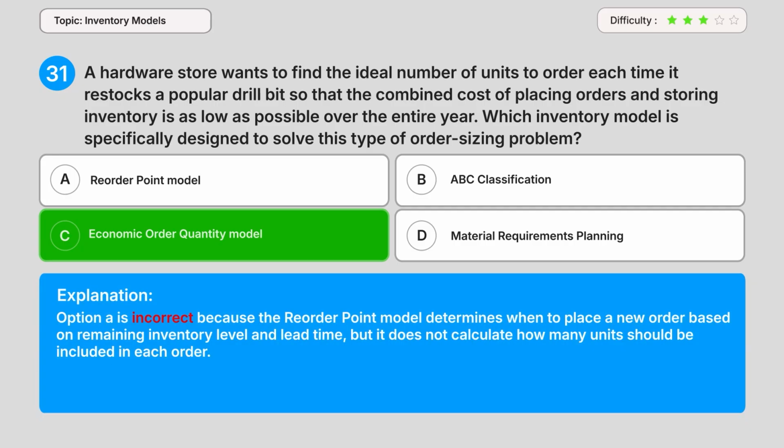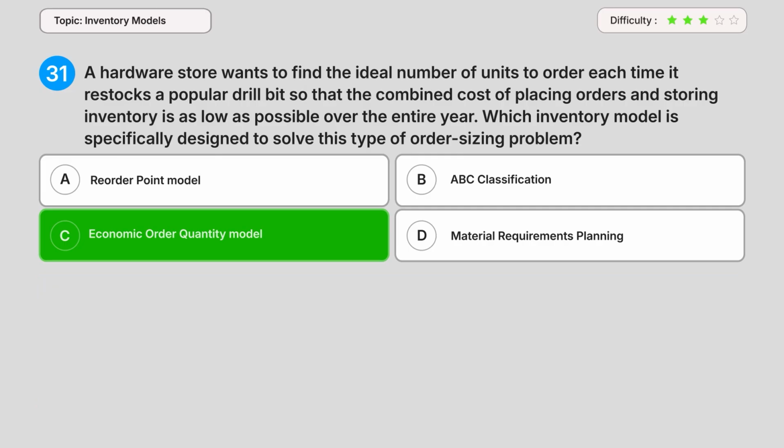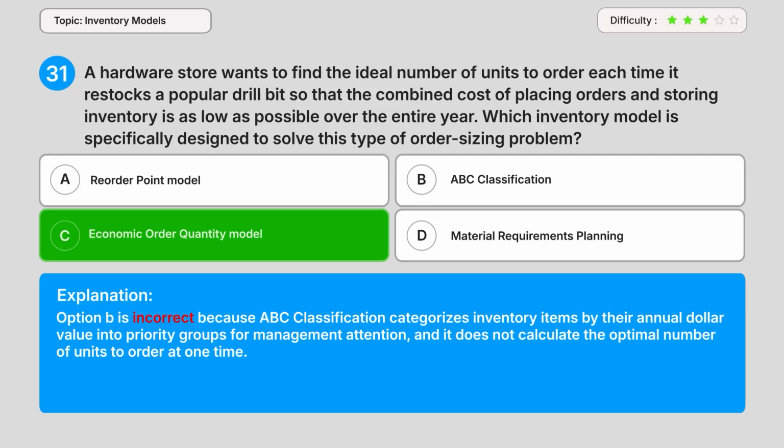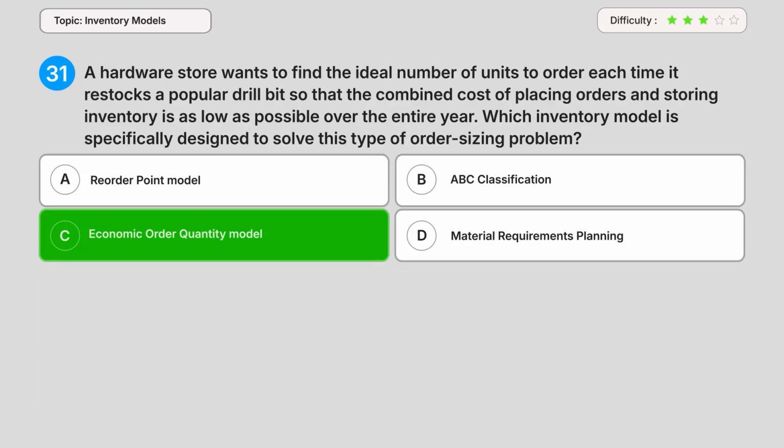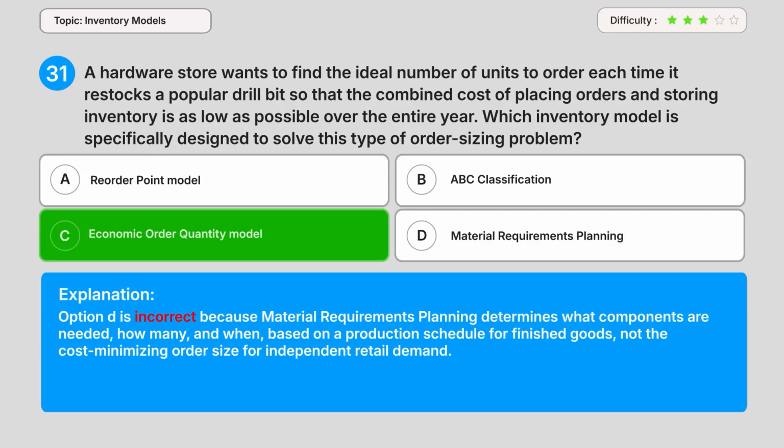Option A is incorrect because the reorder point model determines when to place a new order based on remaining inventory level and lead time, but it does not calculate how many units should be included in each order. Option B is incorrect because ABC classification categorizes inventory items by their annual dollar value into priority groups for management attention, and it does not calculate the optimal number of units to order at one time. Option D is incorrect because material requirements planning determines what components are needed, how many, and when based on a production schedule for finished goods, not the cost-minimizing order size for independent retail demand.